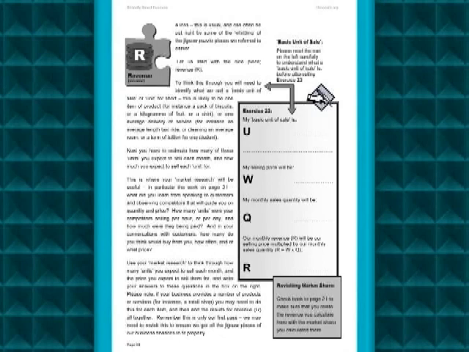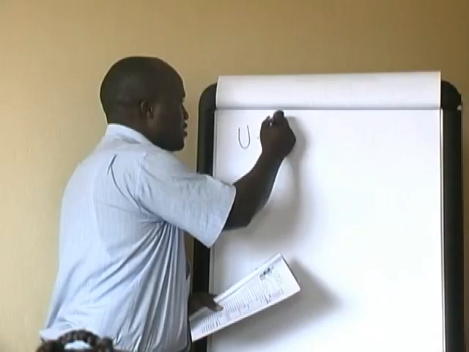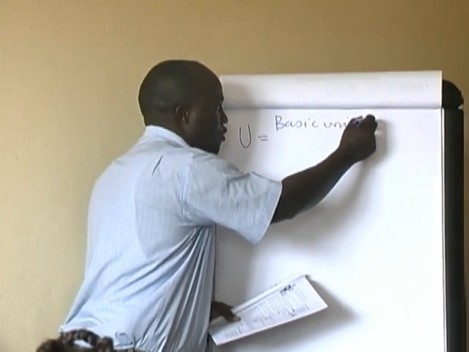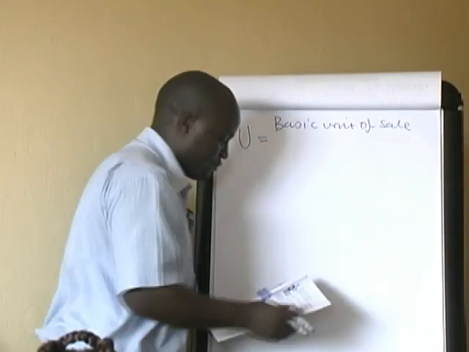It tells you what your basic unit is. It says basic unit is. You read that word, basic unit of sale. So that's what you have to put there.